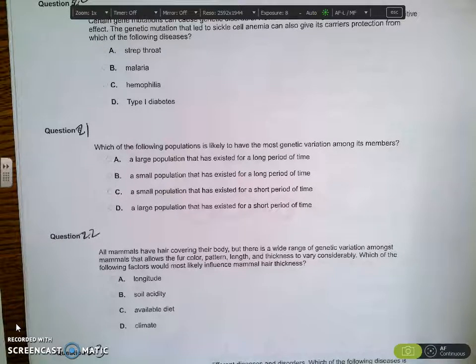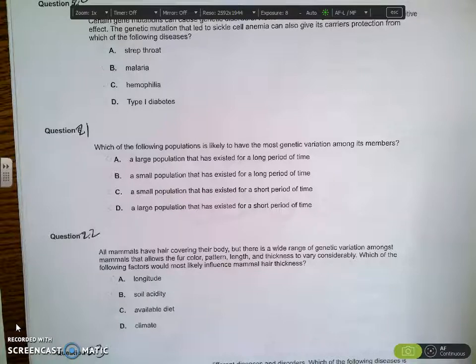Question 20. B. Hemophilia is another genetic disease. Type 1 diabetes is an autoimmune disease. The mutation that causes sickle cell anemia produces red blood cells that are resistant to infection by the pathogen which causes malaria.